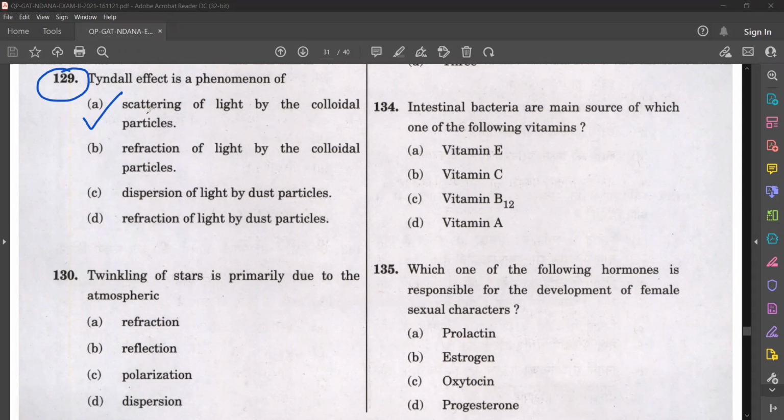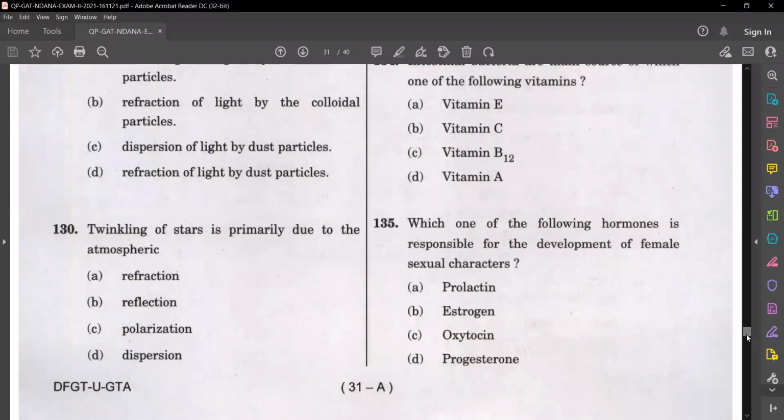That is direct. This exact definition is coming in your 9th standard NCERT. Tyndall effect is the scattering of light by the colloidal particles. So there is nothing to discuss. This is a direct definition. So, question number 130.